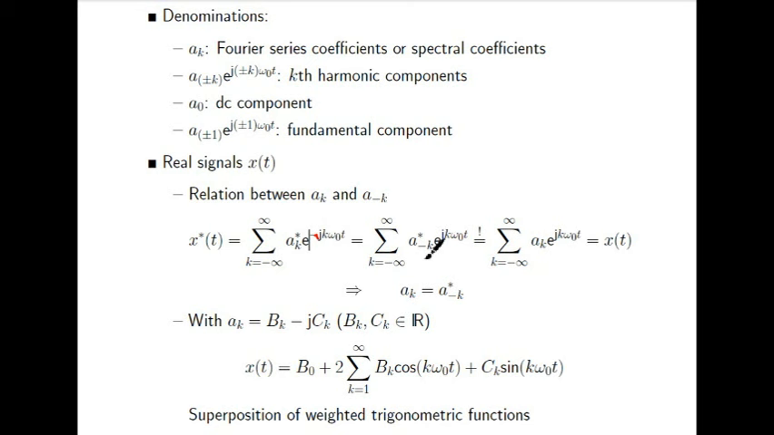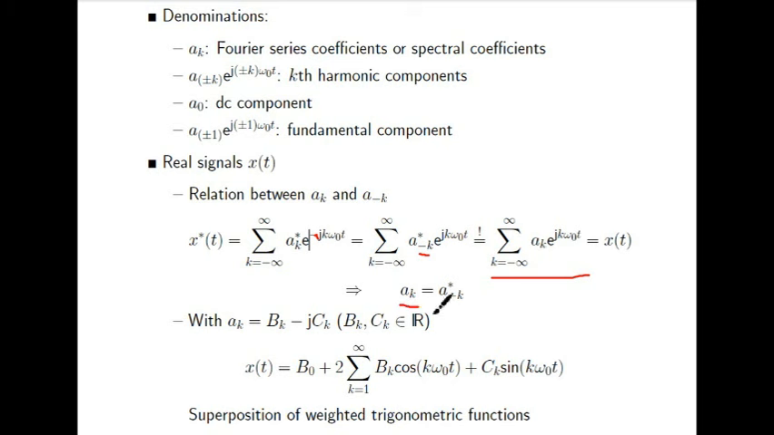So if I compare this term with our input signal, which is this, I can see that the summation is the same, the complex exponential is the same, and only ak is different. So it implies that ak is equal to a minus k star.